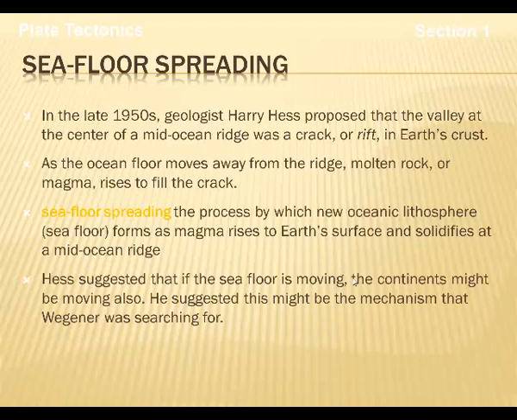Hess proposed that if the seafloor is actually moving and spreading and pushing away or diverging away from a central location, that if this was occurring at the mid-ocean ridge, then the plates may be as well, along with the continents. So the continents may be moving apart from this central mid-ocean ridge as well. And so he suggested that this may be the mechanism that Wagner was looking for.